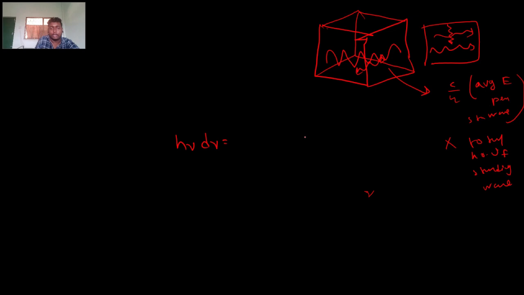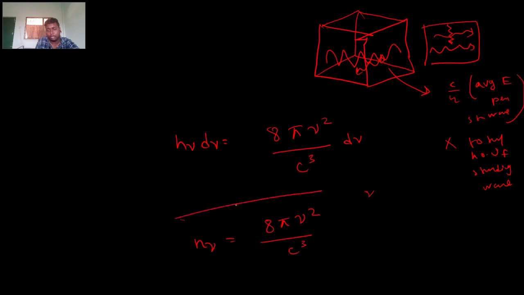This nu can be written as 8 pi nu square by c cube into d nu. So this is the value for the total number of standing waves in the frequency nu inside the black body.